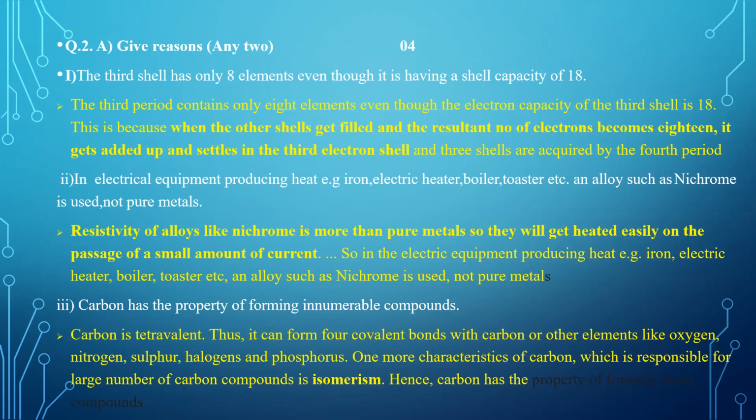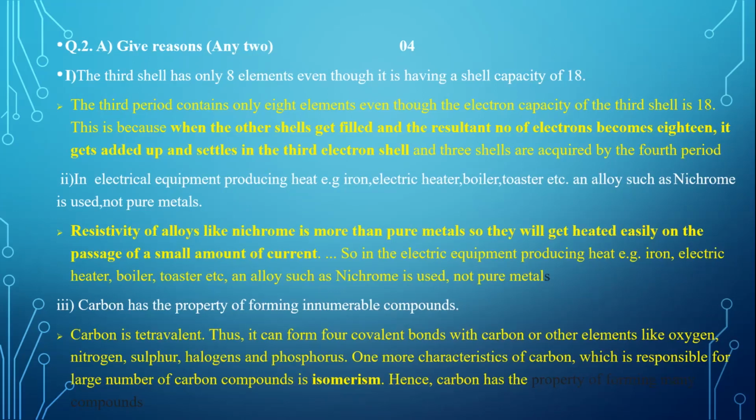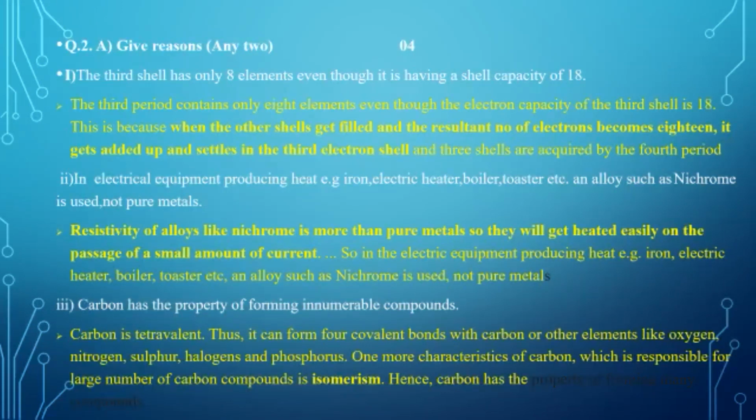See that the third period contains only 8 electrons, even though the electron capacity of the third shell is 18. This is because, why students? Because when the other shell gets filled and the resultant number of electrons becomes 18. When the other shell is filled, what will it become? It will become 18.